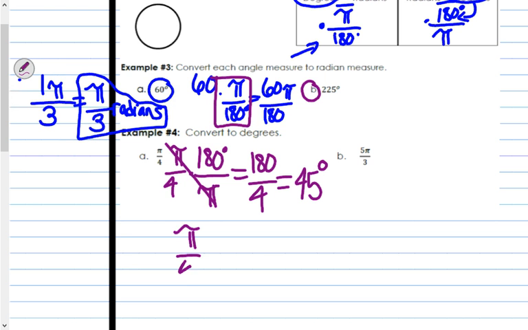Pi over 4 radians is equal to 45 degrees. Okay, I converted it to degrees, it's 45 degrees. We will do example 4b in class together.